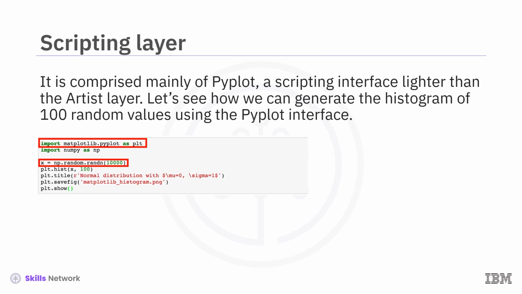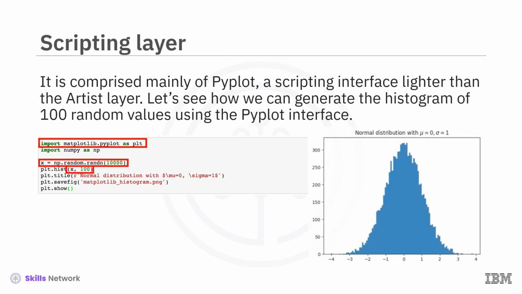Hist creates a sequence of rectangle artists for each histogram bar and adds them to the axes container. To the hist function, we have passed the variable x containing an array of 10,000 random numbers and 100, which means creating 100 bins. The result is a histogram. It's simple to work in the scripting layer.